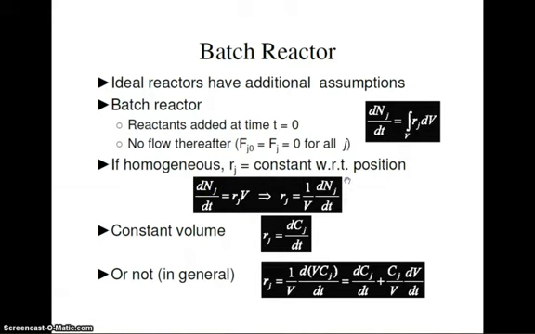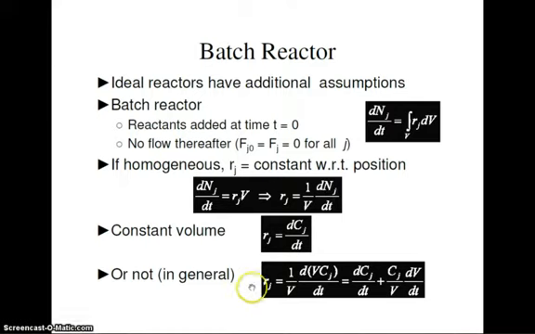of species J is given by 1 over the volume times the rate of change of the number of moles, which is an expression that we've seen before. If the volume is constant, we can write that the rate of reaction is given by the rate of change of concentration, because we can take the volume inside of that derivative.